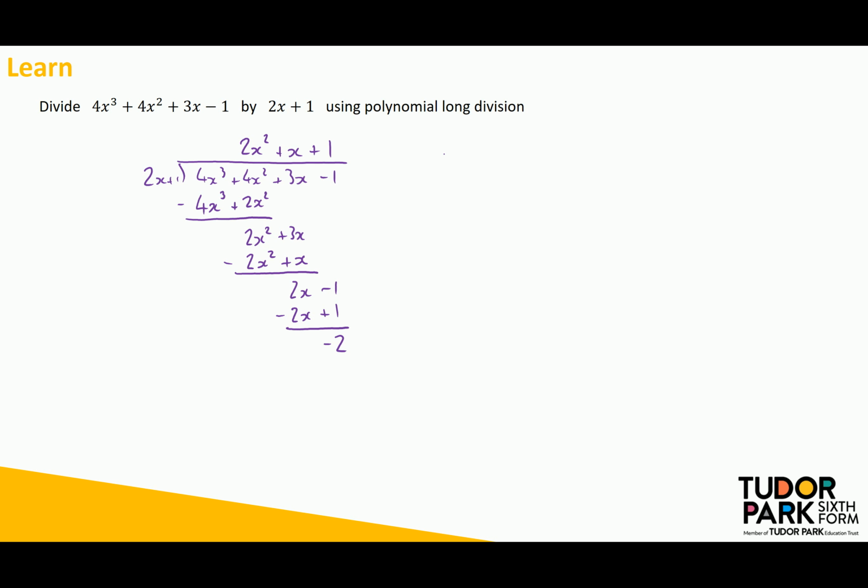So, what we've talked about here is doing 4x cubed plus 4x squared plus 3x minus 1 divided by 2x plus 1. And what we're saying is, the result will be 2x squared plus x plus 1, but then I've got this remainder. I've got a remainder of minus 2, which is yet to be divided by 2x plus 1. And that is how we deal with a remainder.